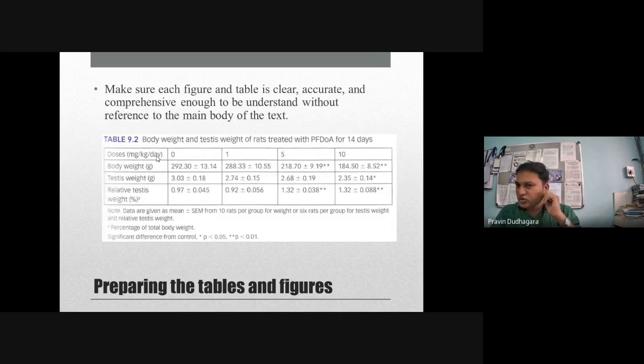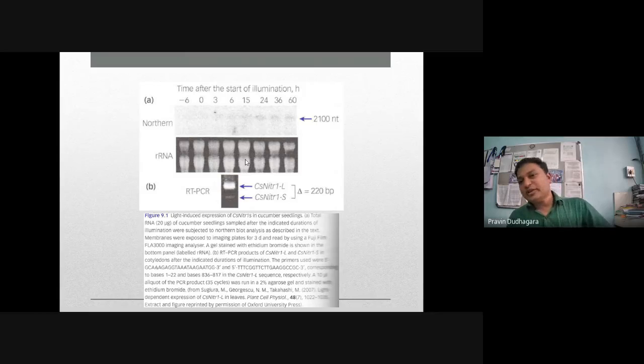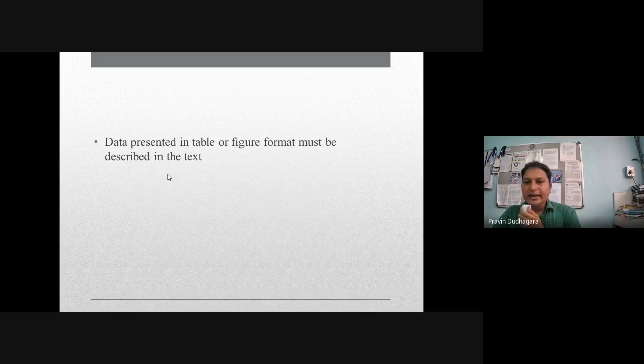Then tables and figures should be free from common errors. Significant difference you can put either at the 0.05 level or 0.01 level, so it gives the image that a reproducible result will be there. Figures should be self-explanatory. This may be only a very small figure, no doubt not a figure from an engineering background, but the figure should be very self-explanatory. If there is a need to use one short paragraph for the title to justify the figure, you can put it, but the figure should be self-explanatory. Data presented in the table or figure format must be described in the text.